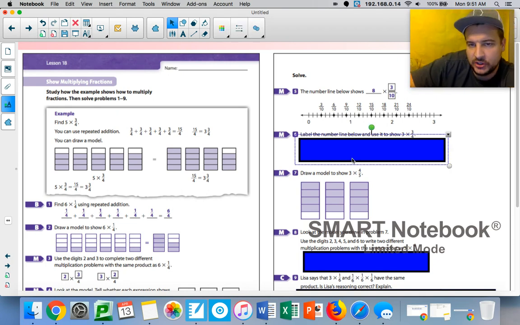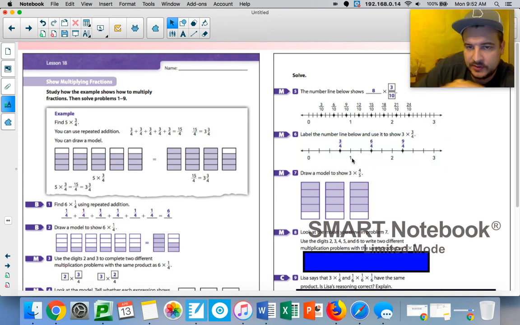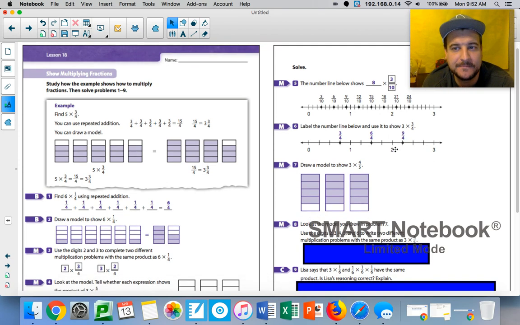Label the number line and use it to show 3 times 3/4. Okay, so you're given a number line. We are jumping 3 times. 1, 2, 3. We're starting at 3/4. Each one is equal to 3/4. So 3/4, 6/4, 9/4. That's what your number line should look like. I skipped that one because I don't like number lines, and my mom didn't know how to do it. So, yeah. Go ahead and fix it now.